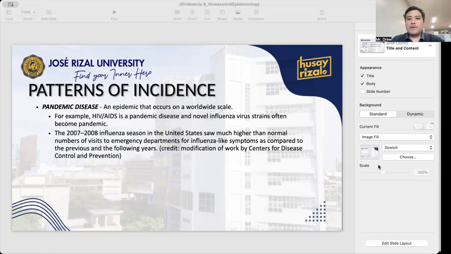So, a pandemic is an epidemic occurring worldwide. For example, HIV and AIDS, that's a pandemic. And of course, COVID-19.